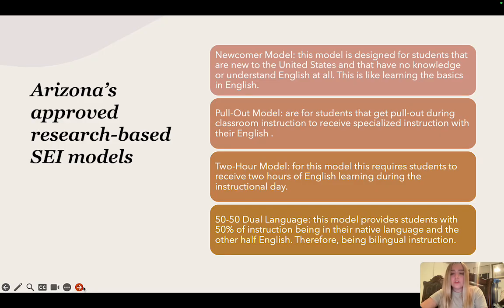Two-hour models are for students that receive two hours of English learning during the instructional day. And then there's the 50-50 dual language. This model provides students with 50% instruction in their native language and the other half in English, therefore considering it bilingual instruction.